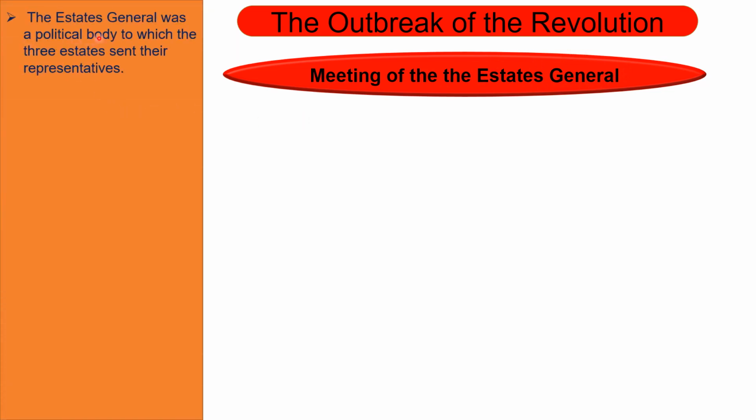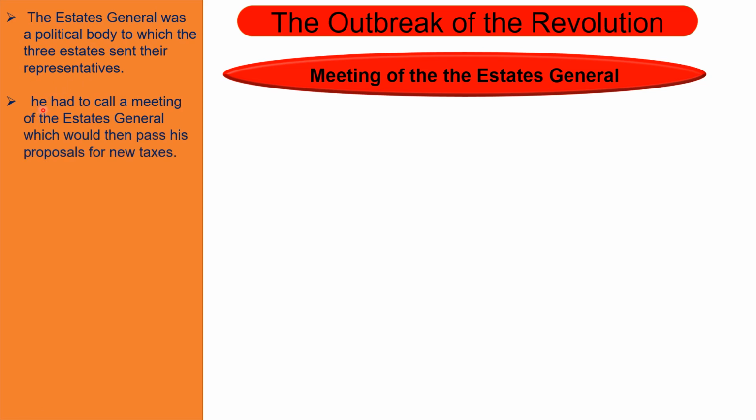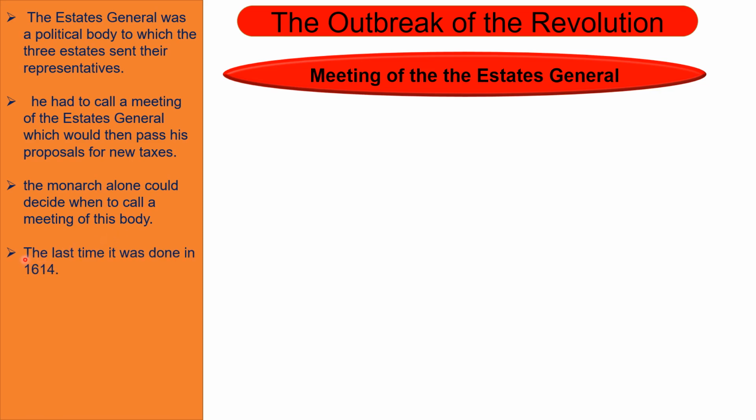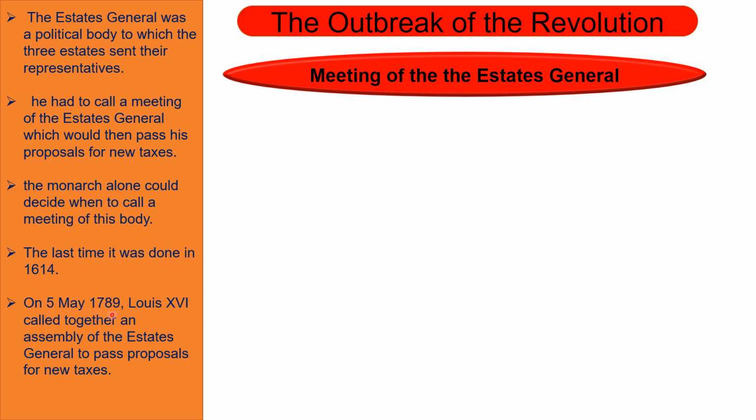The Estates General was a political body to which the three estates sent their representatives. The king had to call a meeting of the Estates General, which would then pass his proposal for new taxes. The monarch alone could decide when to call a meeting of this body. The last time it was done was in 1614. On 5th May 1789, Louis XVI called together an assembly of the Estates General to pass proposals for new taxes.